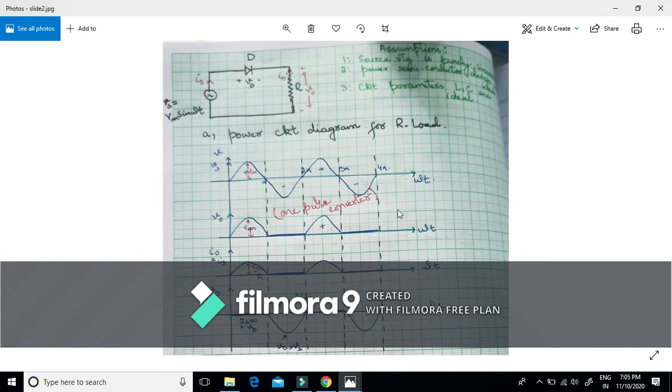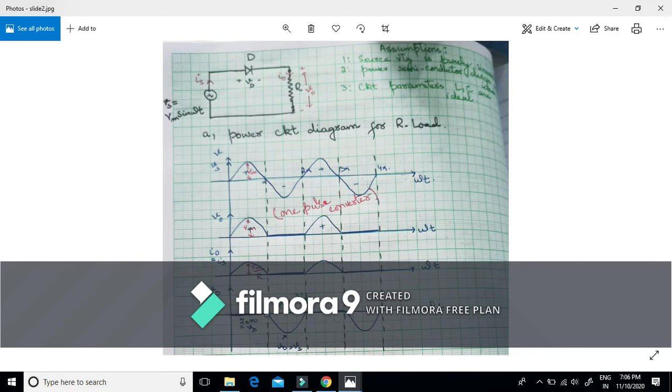Similarly, as I have already represented in the analysis part, during the on condition, that means during this positive cycle, where our diode's anode terminal is positive with respect to cathode, the voltage across the diode will be 0. Whenever this diode is conducting, this voltage drop is ideally 0 volts, and practically it is 0.7 volts, which is almost negligible. This is represented by the zero line, the bold line. I mean, this is the voltage drop.